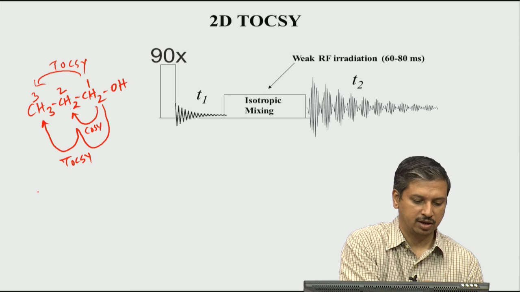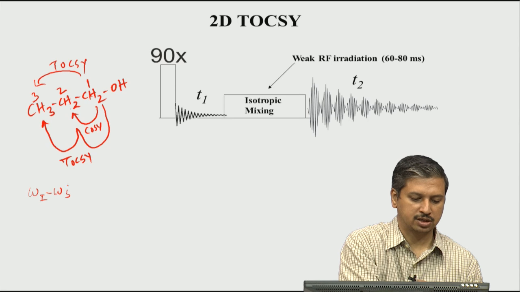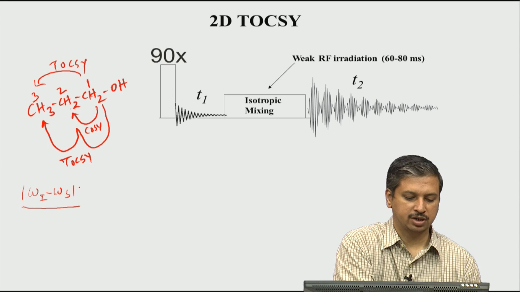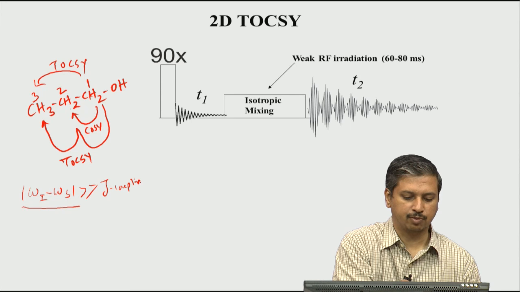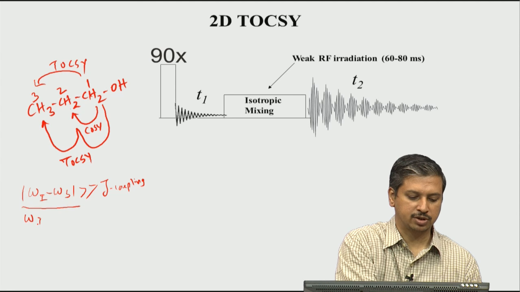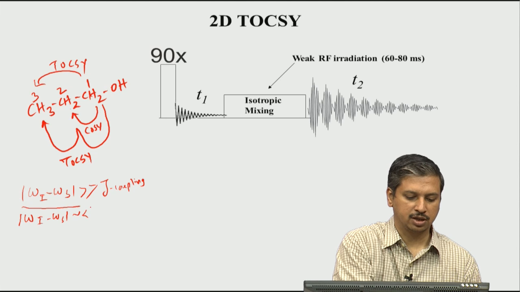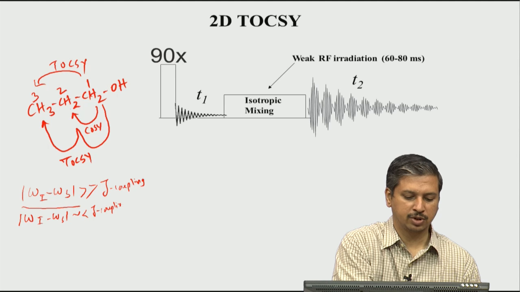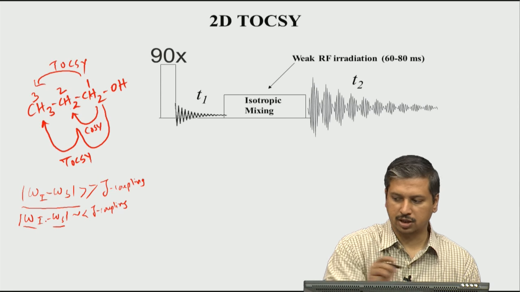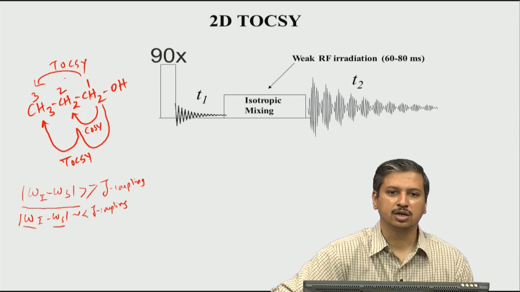Weak coupling we define as follows: the chemical shifts of two hydrogens, let us call them omega I and omega S. The difference in the chemical shift is much greater than the J coupling. If this happens, we say that the two spins are weakly coupled. But if the reverse happens, if omega I minus omega S is almost similar to or less than the J coupling, that means the two spins are so close by that the difference in their chemical shift is smaller than the J coupling.